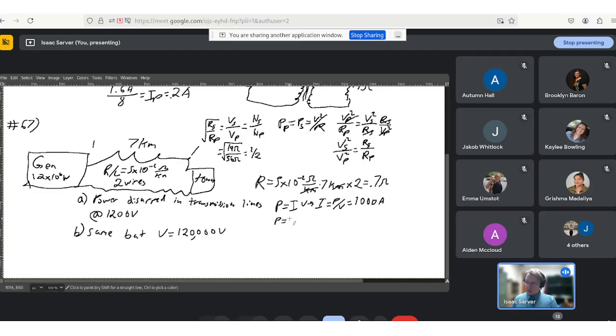Now we can do the power dissipated here in our wires, which is I squared R. So that'll be a kiloamp squared times the resistance of this wire of 0.7 ohms. And so that'll give us 700 watts.